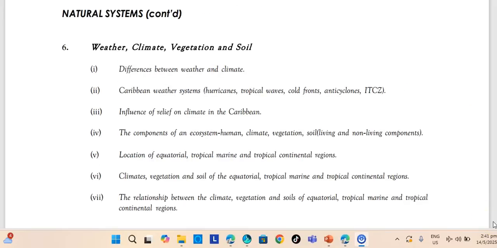So this is part 1 of the geography syllabus, CXC syllabus. We're doing a marathon to help us prepare for the geography examination.